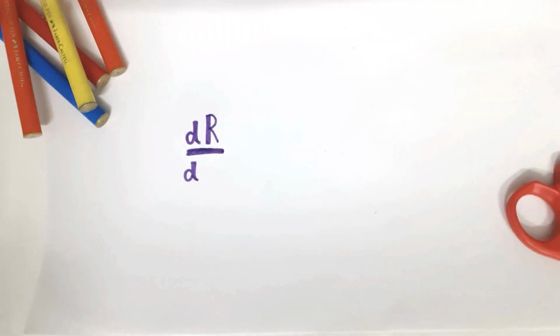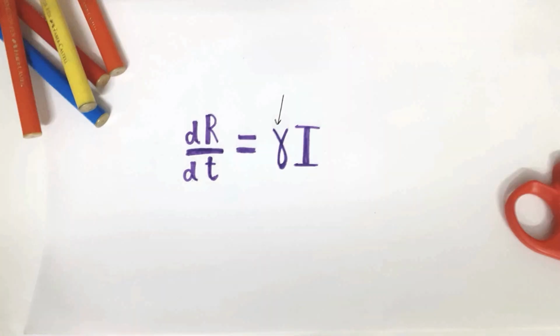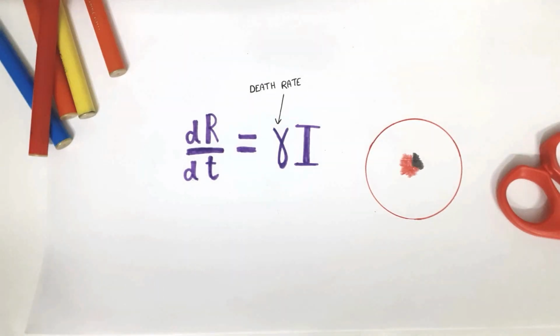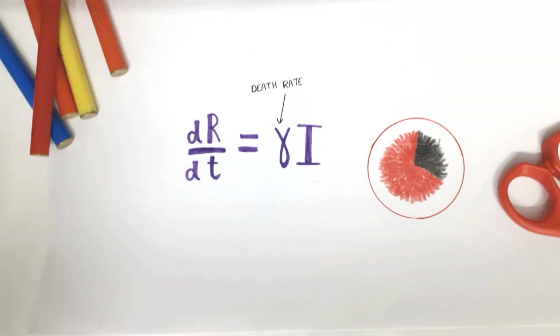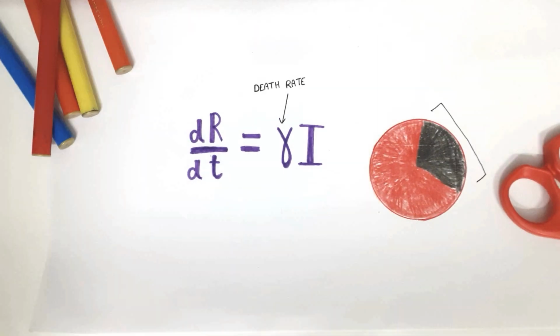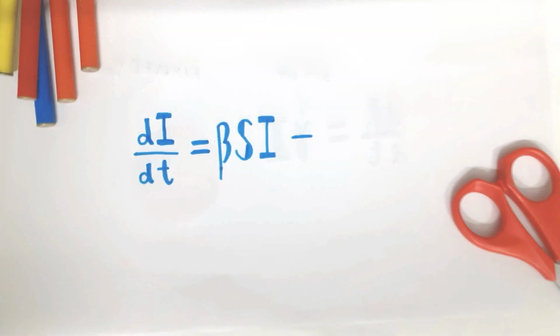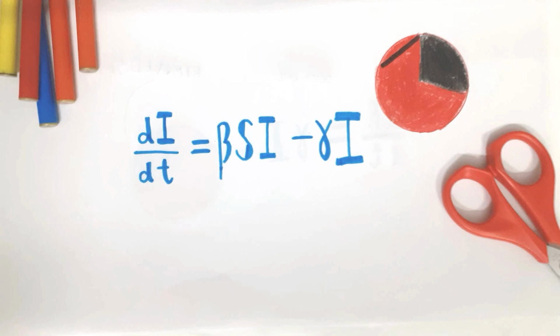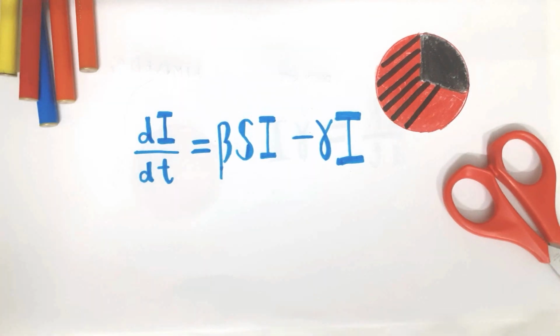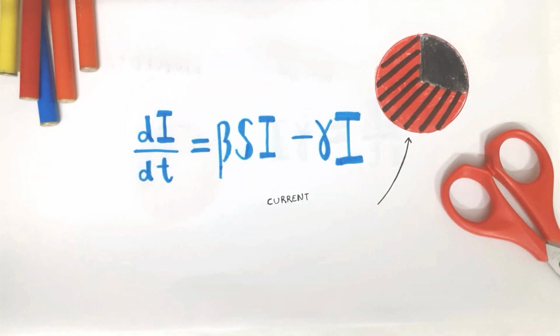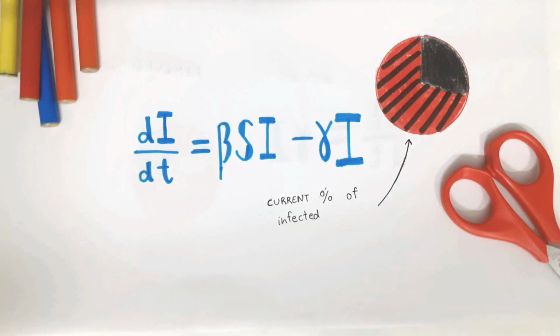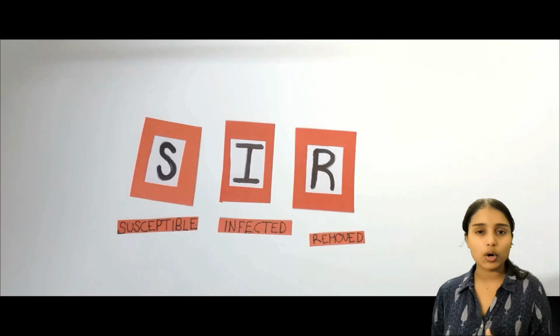In the second equation, we find out the rate of removed people. Gamma here is the death rate. What we are really looking for is the fraction of people who are removed after getting infected. The third and final equation is the rate of infected people. You can find the total number of people infected by multiplying beta, S and I. However, you need to subtract the fraction of people who are later removed, and that is why we subtract gamma I. This set of equations is known as the SIR model and is widely used to model pandemics.